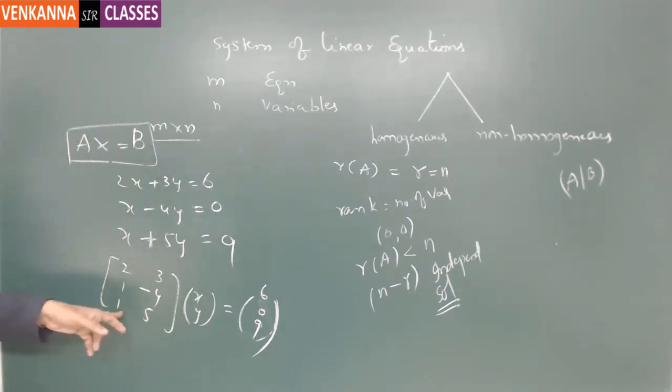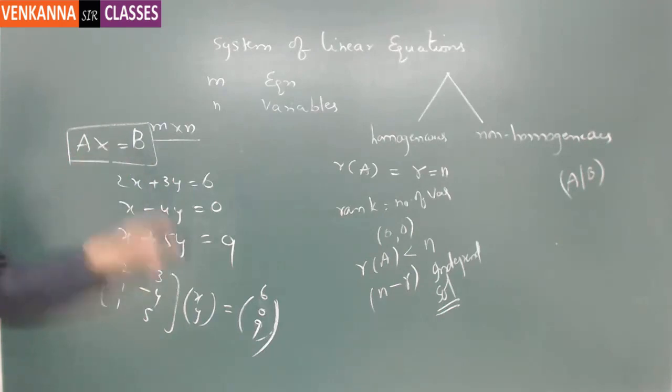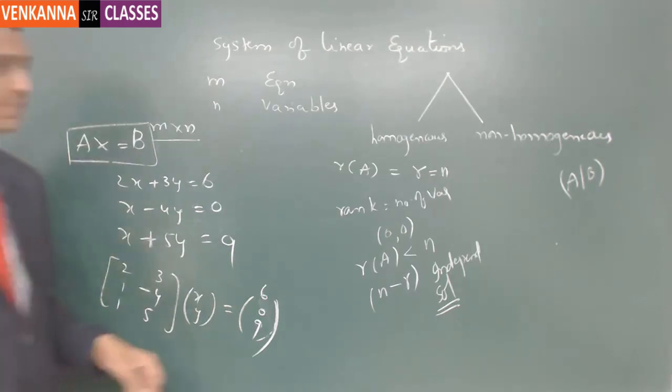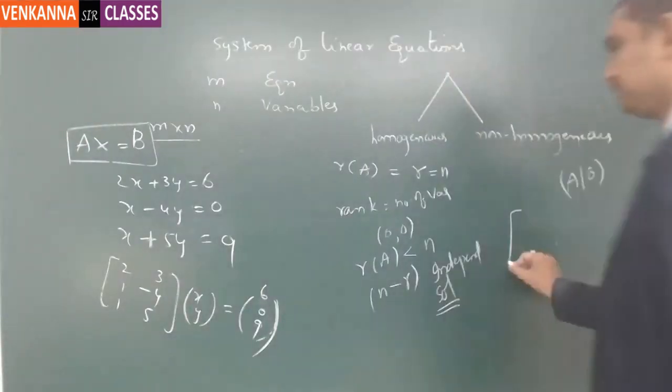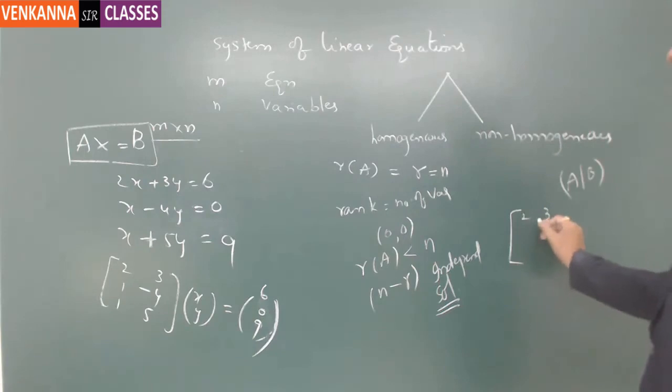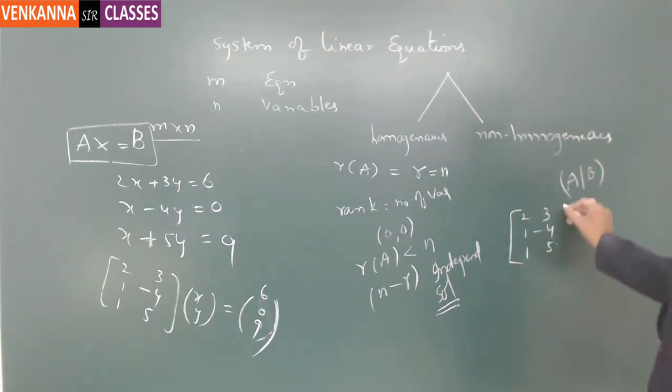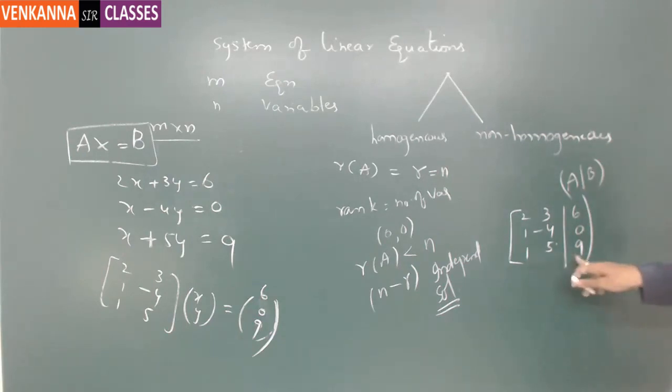A stands for the coefficient matrix, X stands for the variable matrix, and B stands for the right side constant matrix. So the augmented matrix will be considered as [2, 3, 1, minus 4, 1, 5 | 6, 0, 9]. Now we apply the same row operations on either of the parts.